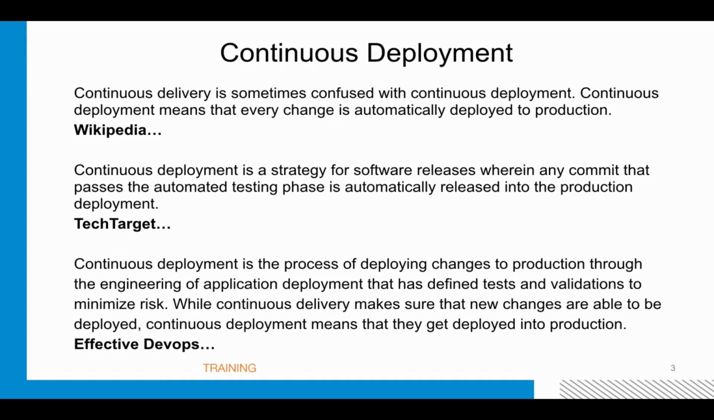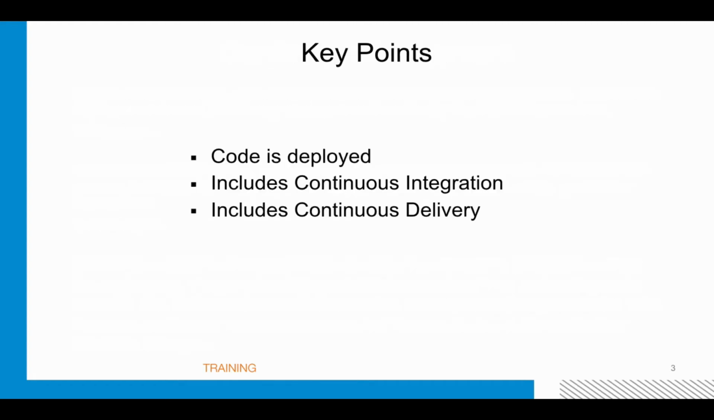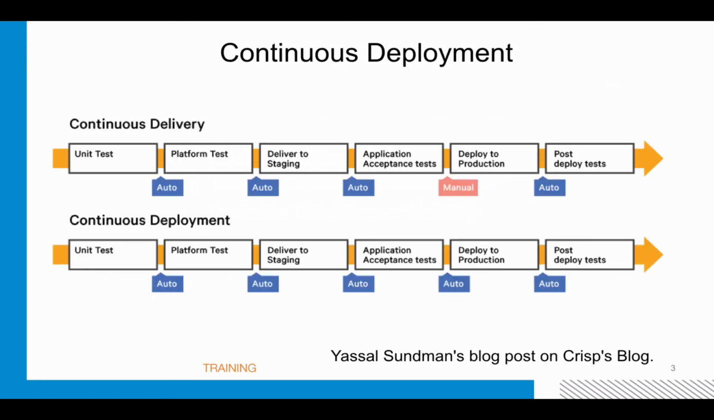Continuous deployment is the process of deploying changes to production through the engineering of application deployment that has defined tests and validations to minimize risk. While continuous delivery makes sure that the changes are able to be deployed, continuous deployment means that they get deployed into production. Bang! Key points: code is deployed. Continuous deployment includes both continuous integration and continuous delivery.